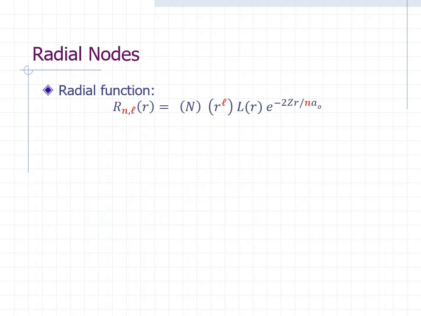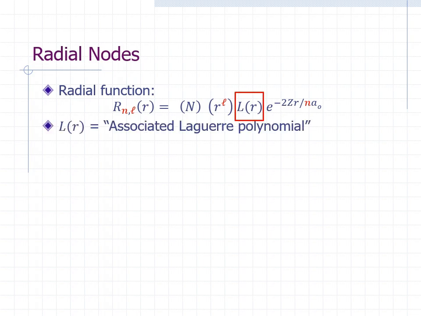Let's dig deeper. In the general expression for the radial function shown here, the factor written as L of r is a polynomial function of r. These polynomial functions are called associated Laguerre polynomials, and they depend on quantum numbers n and l. The degree of these polynomials turns out to be n minus l minus 1. Recall that we refer to locations where the wave function goes to zero as it switches algebraic sign as nodes. Locations corresponding to roots of the associated Laguerre polynomial of a radial function are therefore referred to as radial nodes.